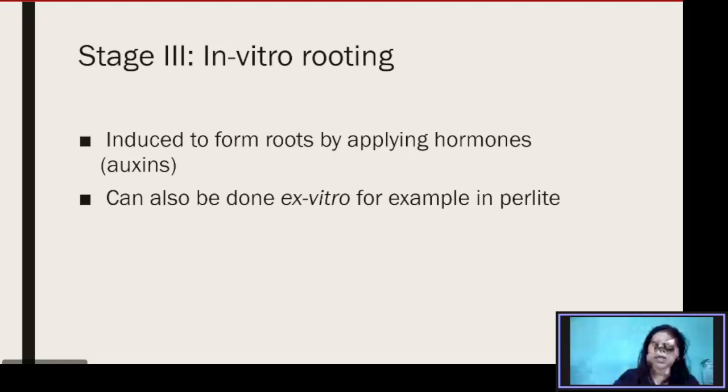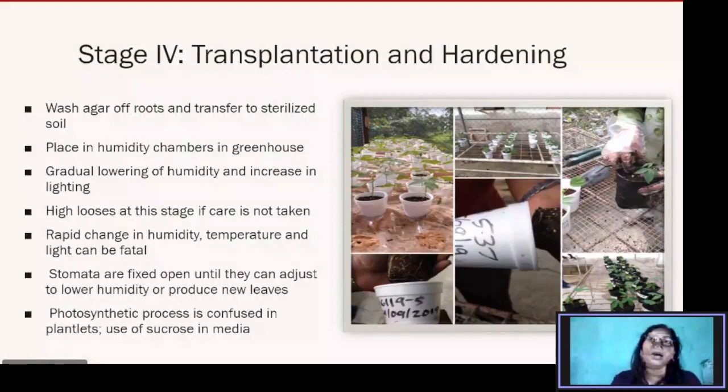Stage 4, transplantation and hardening, is when you have a fully developed explant like this one. You have a fully developed explant with enough shoots and a proper rooting system. You can now take this out of the agar, wash out the roots very carefully because they are very delicate. And this is placed in humidity chambers in the greenhouse with low lighting.